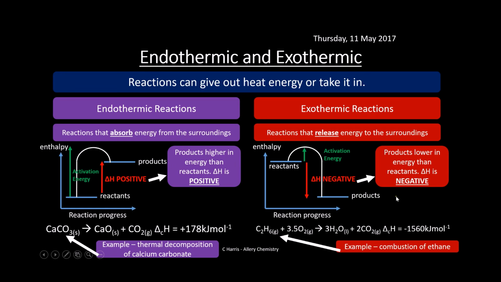An example of an exothermic reaction is burning ethane, the combustion of ethane, and we produce water and carbon dioxide. This is enthalpy of combustion because we're burning it. So this is going to be minus 1560. Obviously we're burning a fuel, so it's going to be exothermic. We're going to produce heat. So know your delta H's.